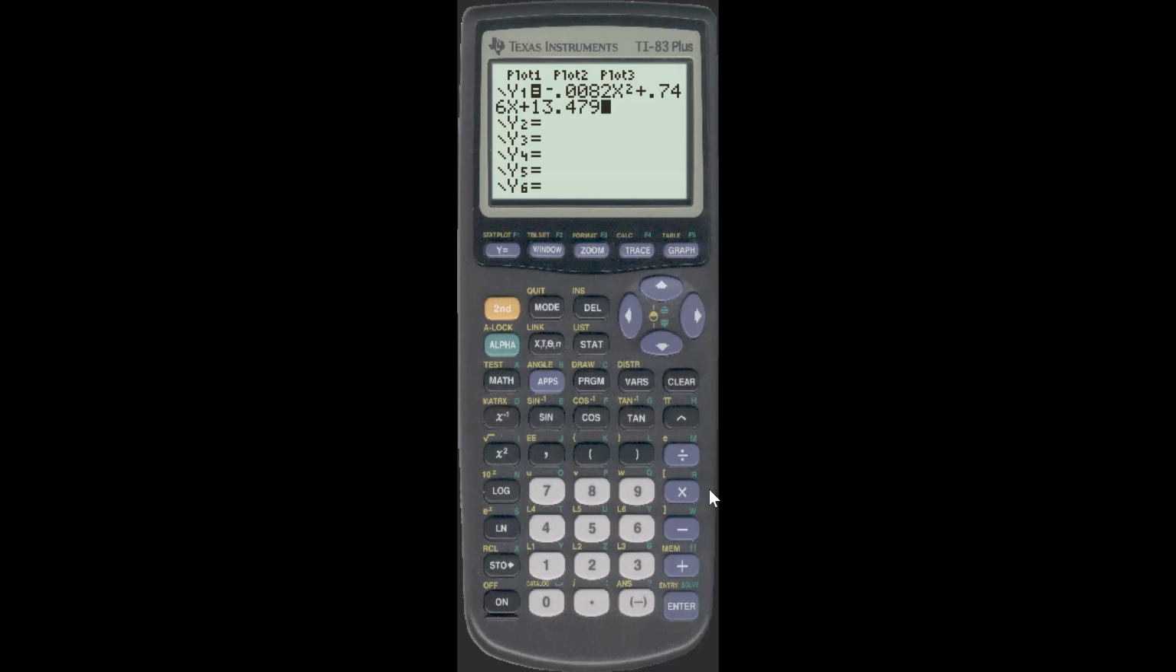6x plus 13.479. That looks good. So this time we're just going to hit the graph button in the top right. Do you have something in the corner of your screen like that? Yes, I have that.